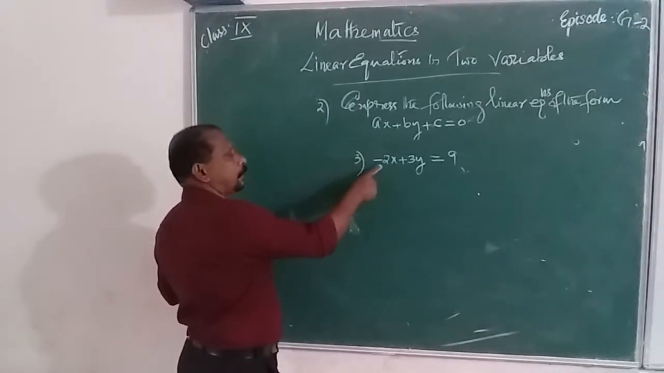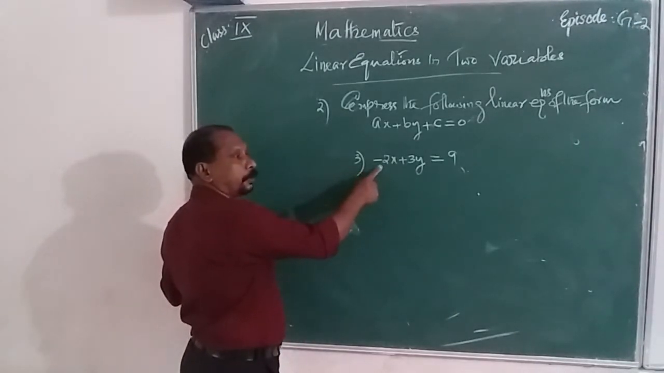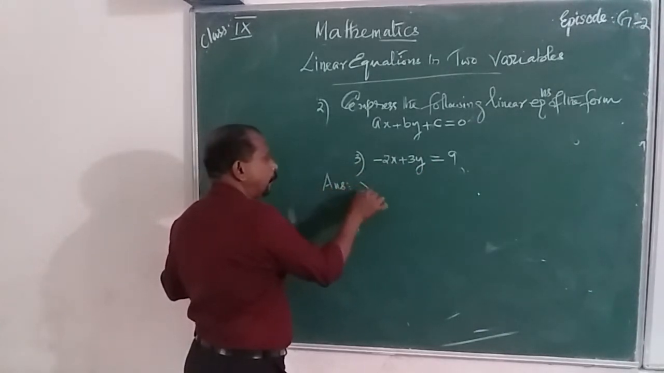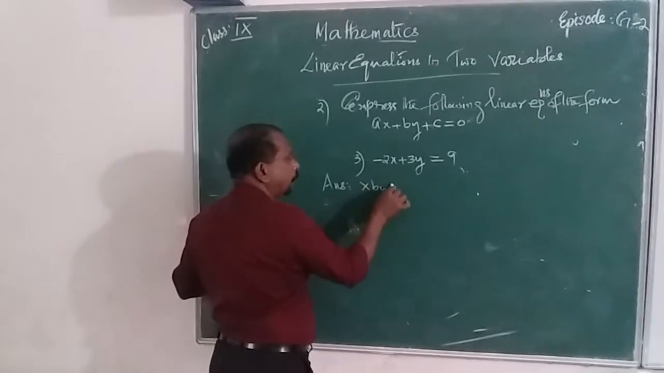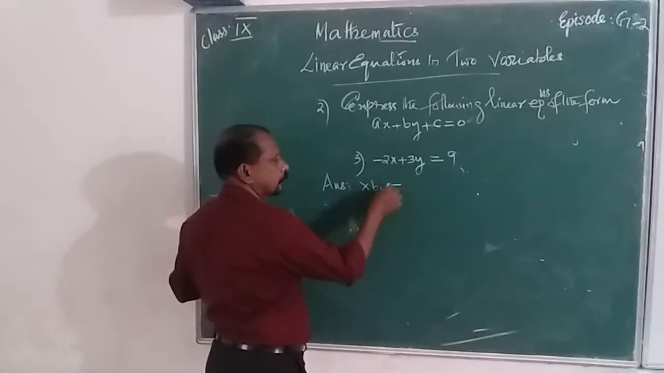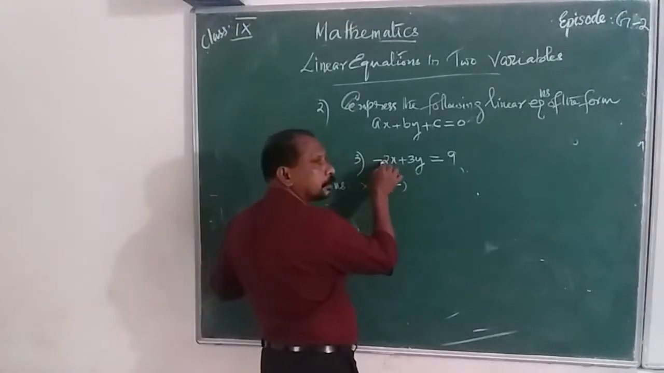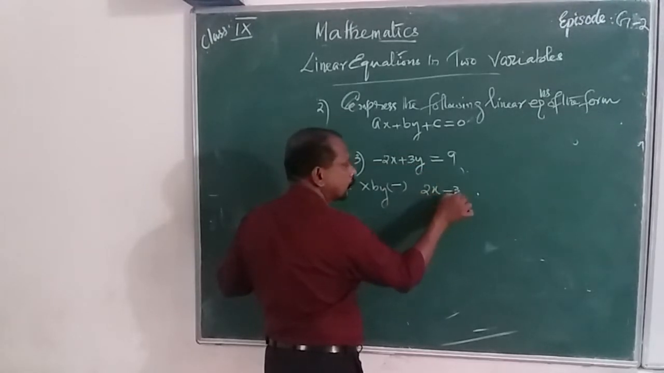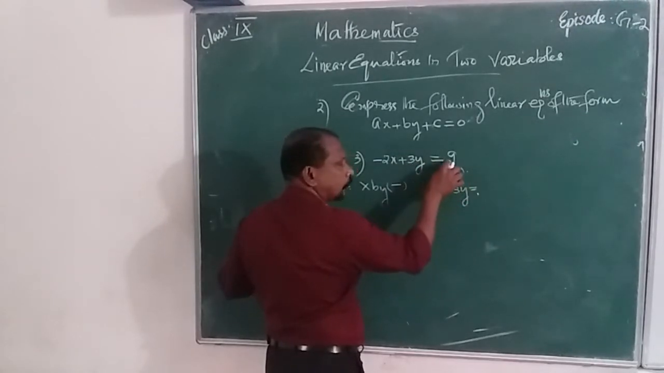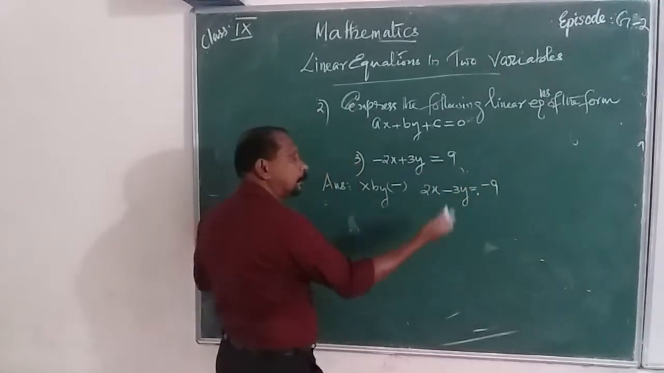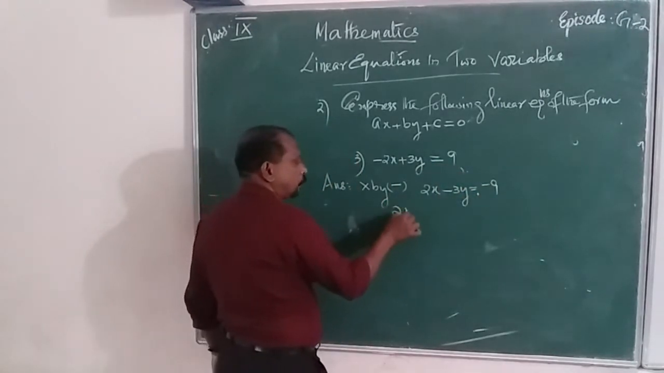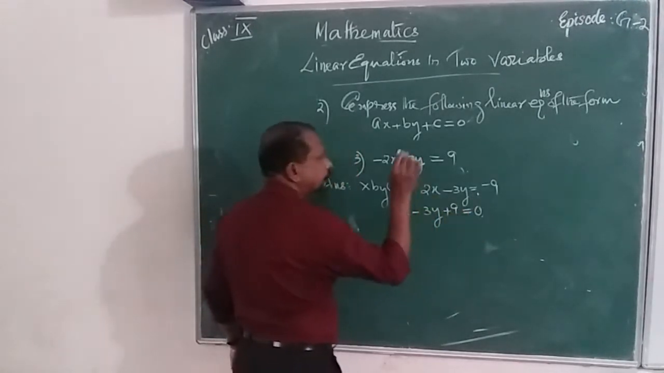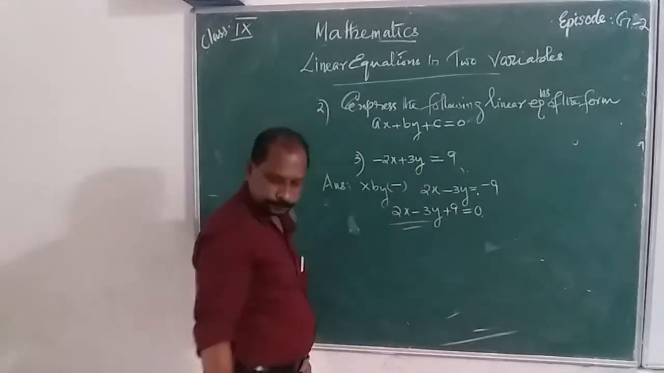Therefore, since minus 2 is the coefficient of x, we multiply by minus 1. Minus into minus is plus. Plus into minus is minus. Shifting 9 to the left, therefore 2x minus 3y plus 9 is equal to 0. That is the answer.